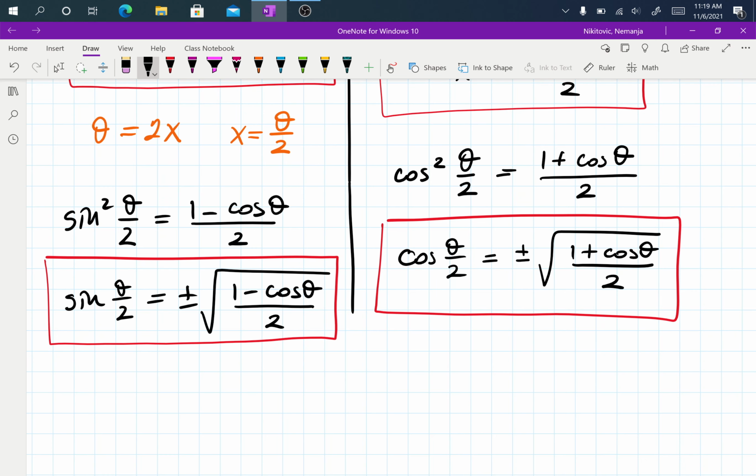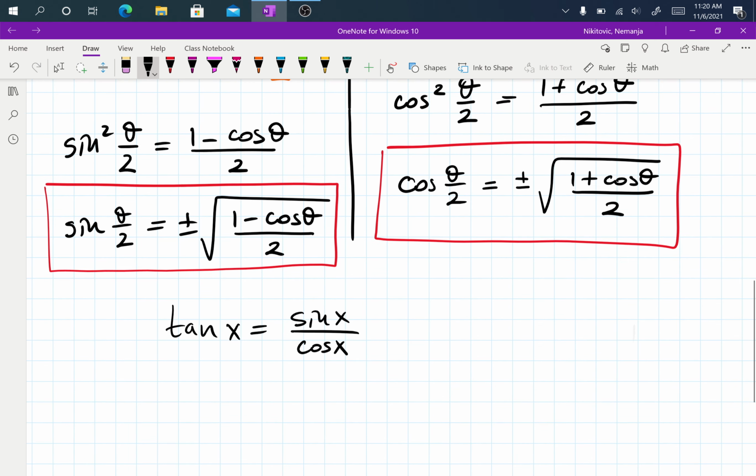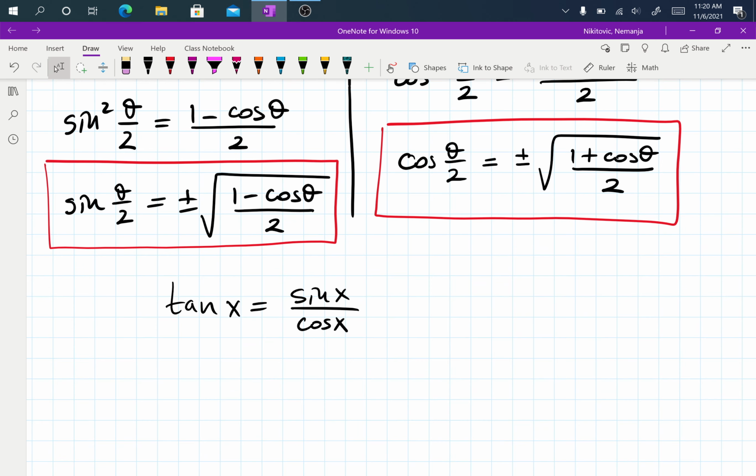Now we might ask, what about tangent? Well, remember that tangent is sine divided by cosine. So you can quickly come up with all of the tangent formulas, because tangent x is equal to sine x over cosine x.